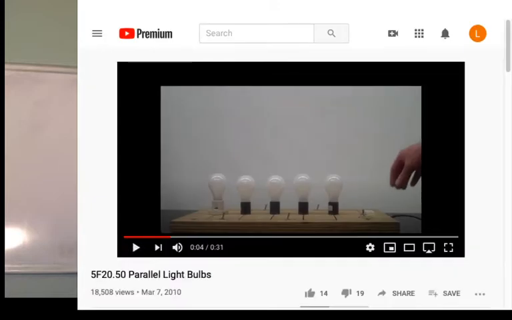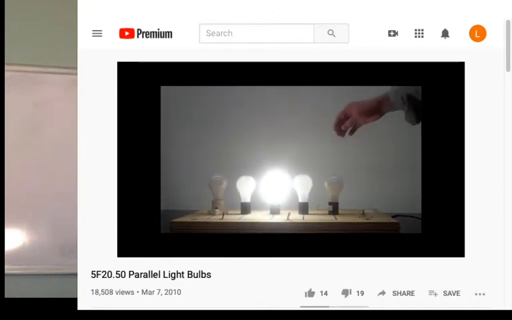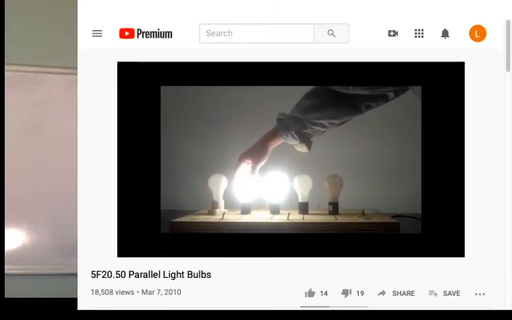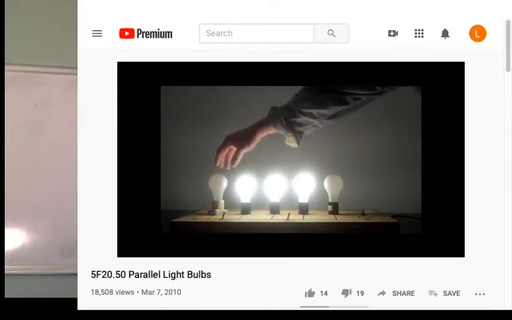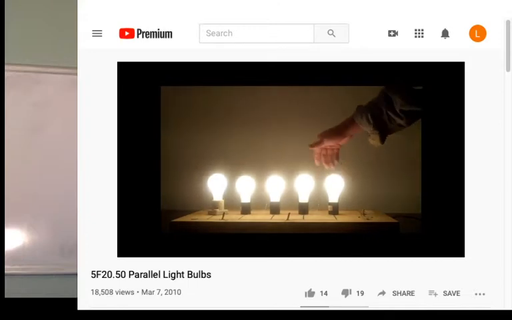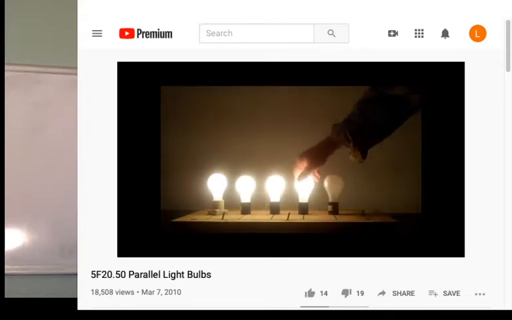Now let's look at the second video. So it looks very similar, right? It looks like the same 5 light bulbs, but the way they've been wired together is now different. So let's see what happens this time. Okay, we've got 1 bulb that's on. Now 2 and 3, 4, and 5. Taking 1 out.